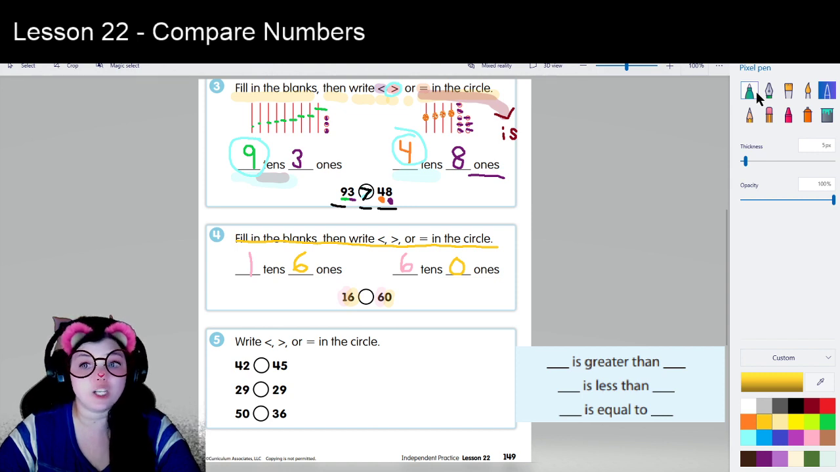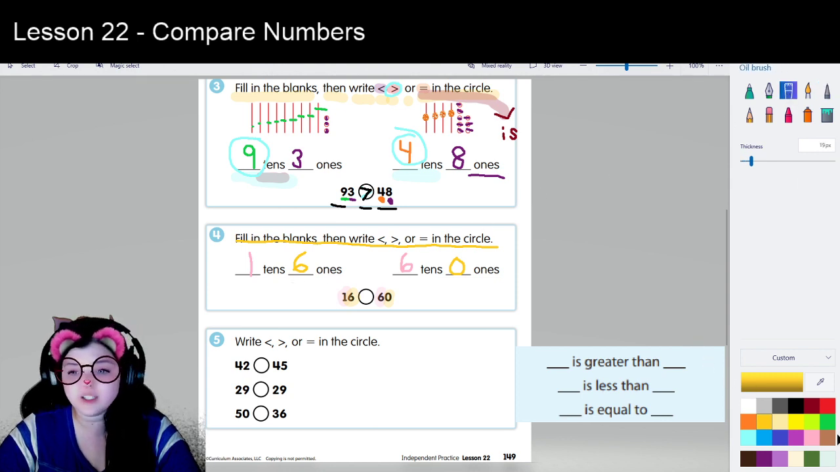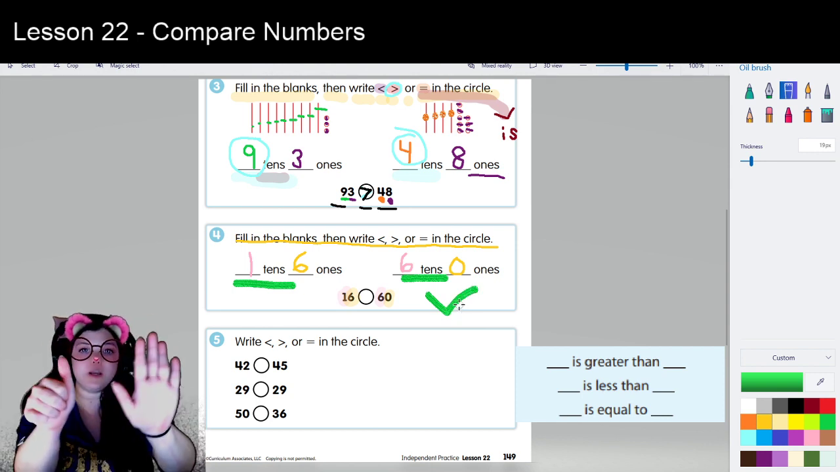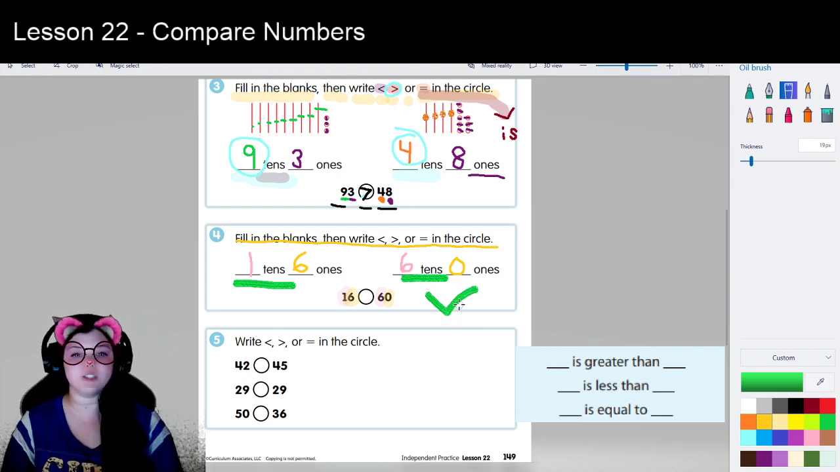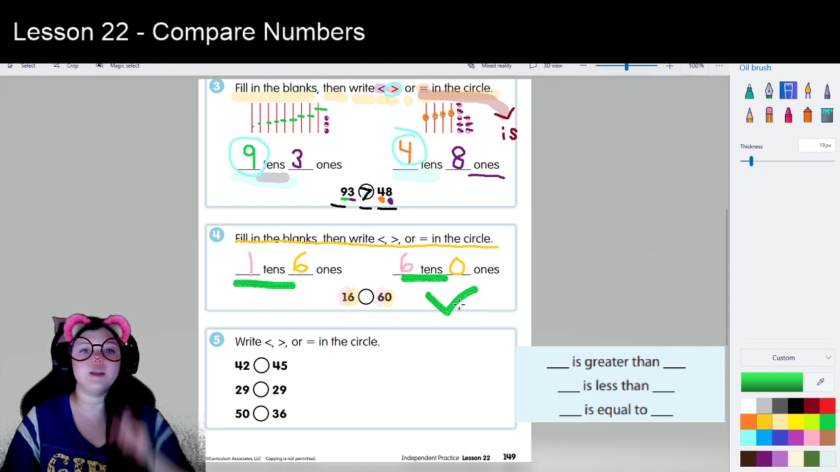If you said you're going to look at your tens place, you're right. So which number is bigger, 1 or 6? One group of 10 or 6 tens? If you said 6 tens, you're right. 6 is bigger than 1. 6 has more than 1.